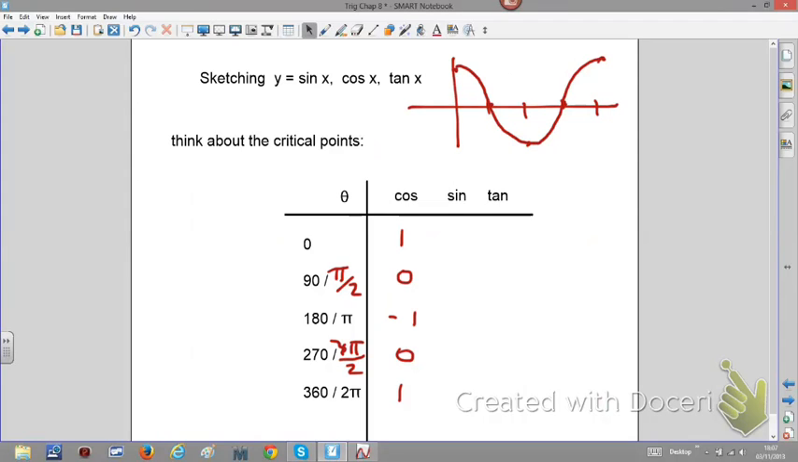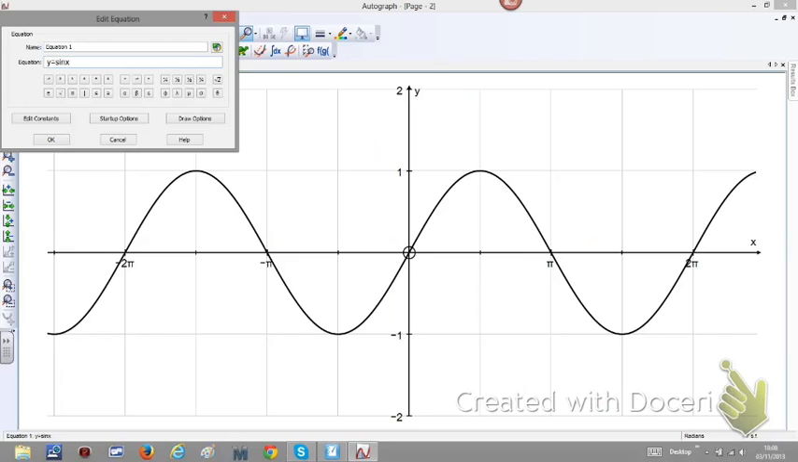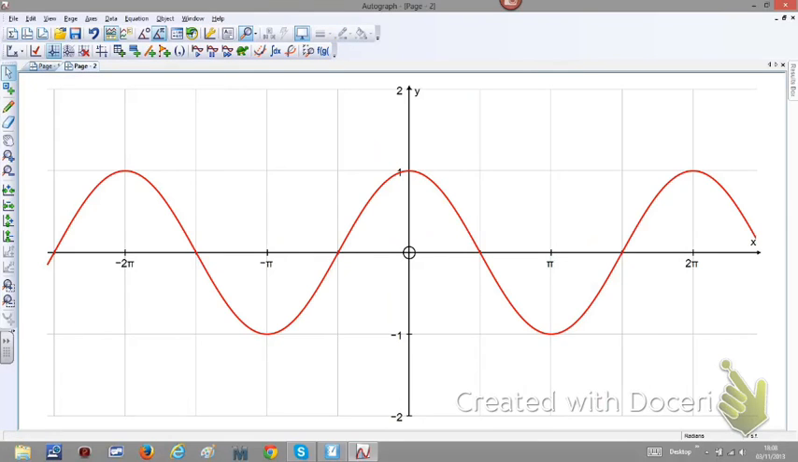So let's go and have a look on the graph what it looks like. I'm going to just change this curve here to cos instead of sine, and let's see what happens. Well, actually, we can see it's just shifted along to the left. So it's gone from here, just moved 90 degrees or pi over 2 to the left.